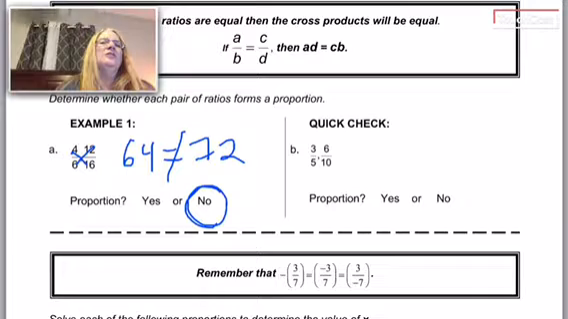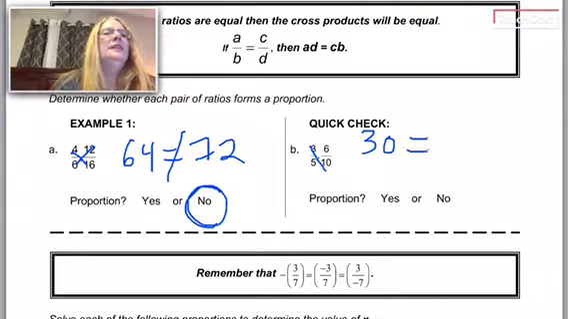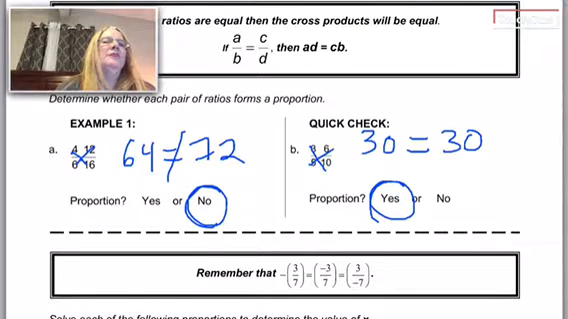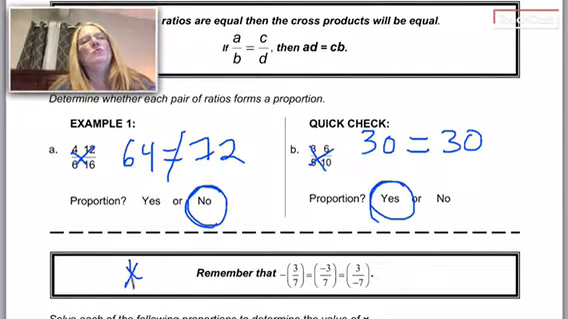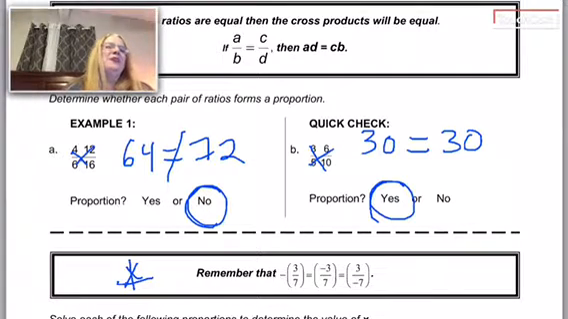So you just look at the quick check and you cross multiply, and 3 times 10 is 30. And is that equal to 5 times 6? Yes, those are equal, so those form proportions. The box is just reminding us that if you have a fraction that's negative, when you cross multiply, you can put the negative in either the numerator or the denominator. It doesn't matter which one, but certainly you can't put them in both.